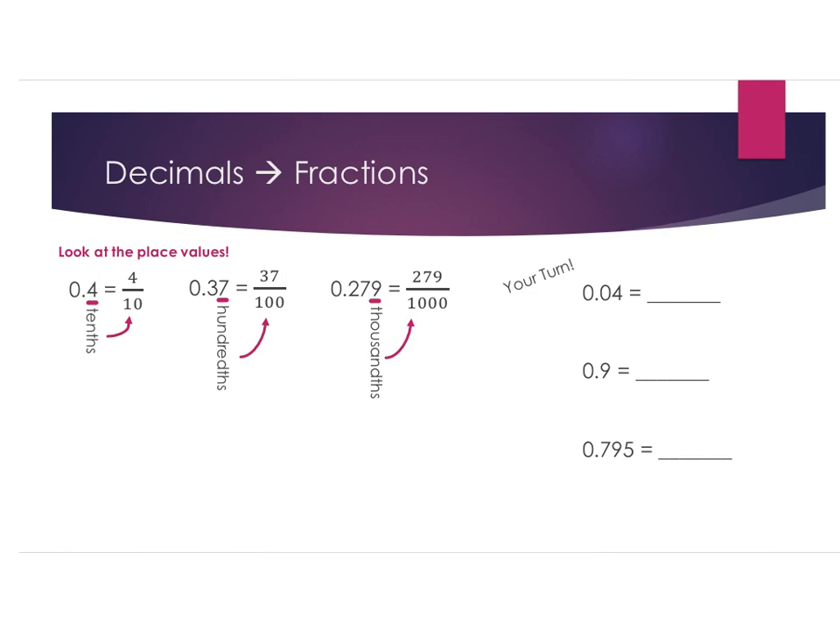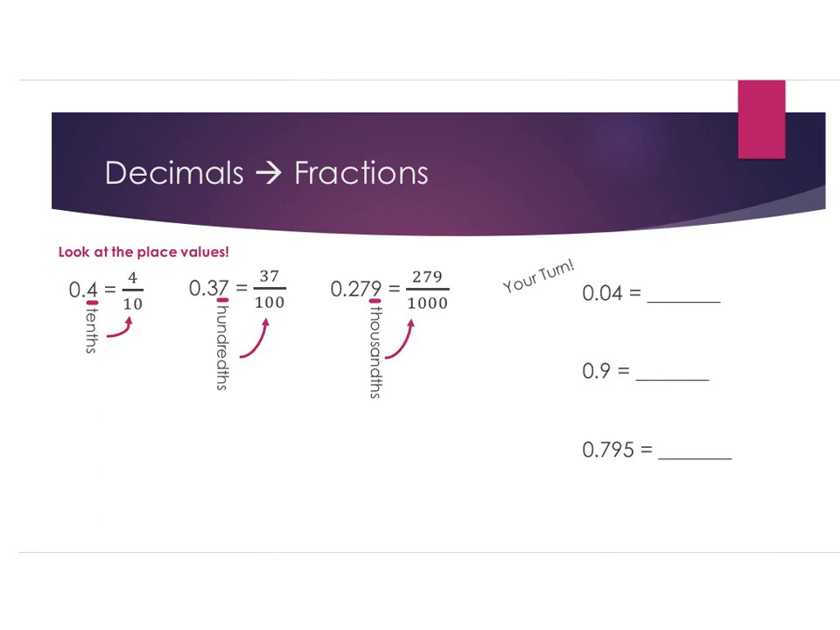Okay, now that we know how to change fractions into decimals, now let's talk about how we change decimals into fractions. This one's very, very simple. Pay attention, close attention. All we do is look at the place values. That's it. So here I have 0.4. 4 is in the tenths place. So 10 goes on the bottom and all the numbers behind the decimal go on top. So 0.4 becomes 4/10. Here I have 0.37.